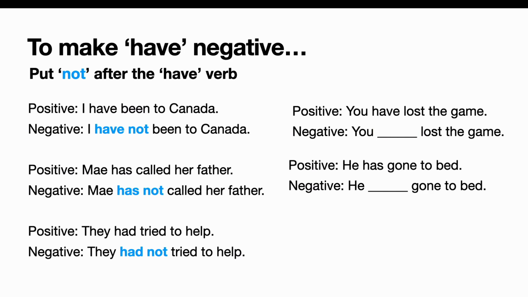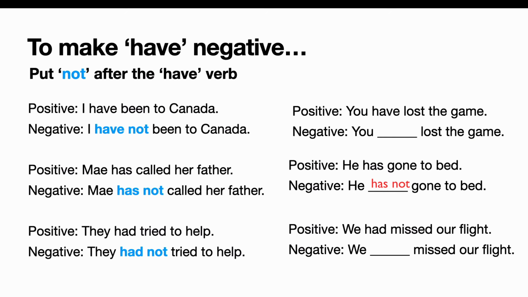He has gone to bed. Again, all we have to do is put not after the have verb to make he has not gone to bed. Or we had missed our flight. Here we have the past tense form of have, which is had, but we do the same thing. We just put not after had to make we had not missed our flight.